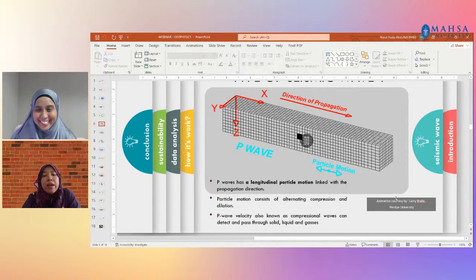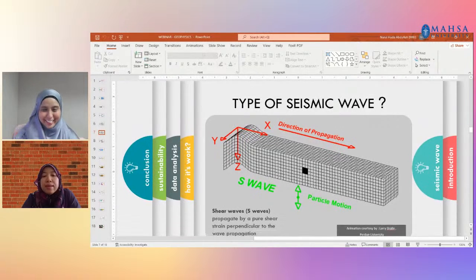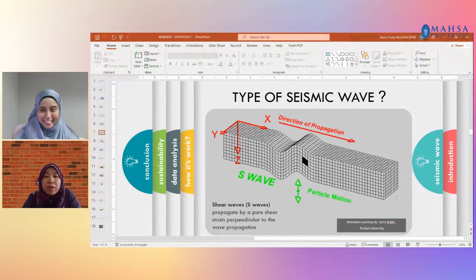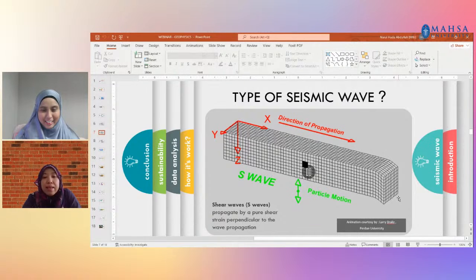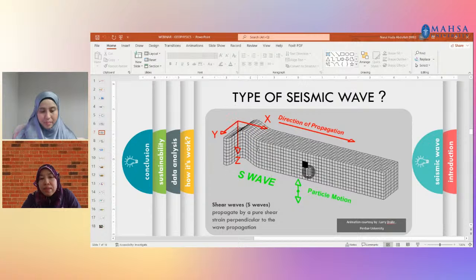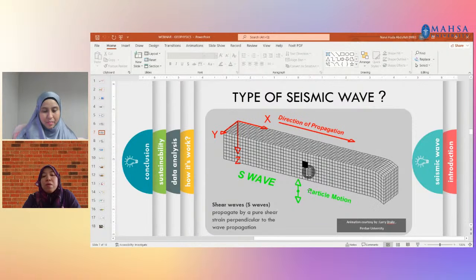Okay, now we go to the second type of body wave, which is the S wave. S wave is propagated by a pure shear strain perpendicular to the wave propagation. If you can see here in this figure, this is the direction of propagation of the S wave.